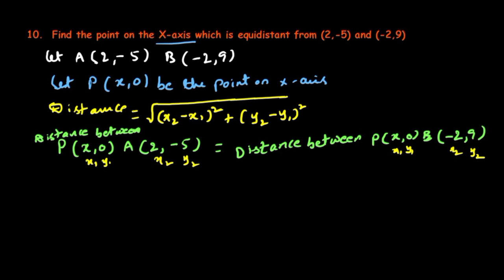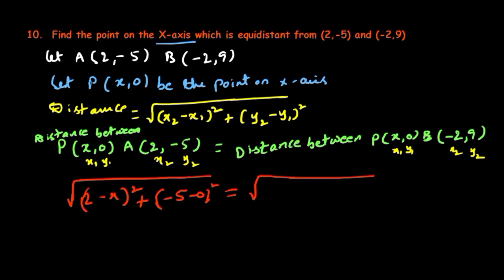Now, why have we taken PA equal to PB? The reason is that the point on the x-axis, that is P(x, 0), is equidistant from the two points A and B, so PA distance equals PB distance. Now x2 minus x1 is 2 minus x whole square, plus y2 minus y1, which is -5 minus 0 whole square, equal to root of (-2 minus x) whole square plus (9 minus 0) whole square. Now we take squaring on both sides.